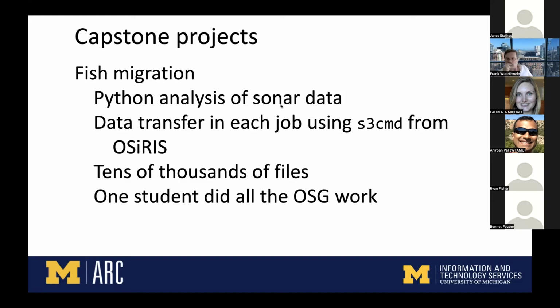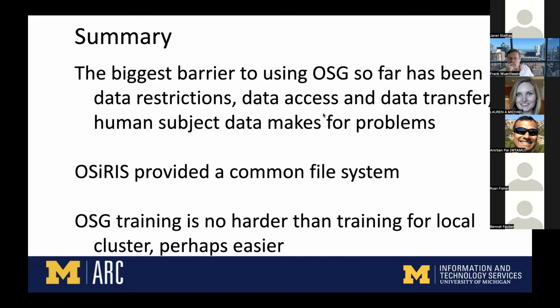There are about 50 or so images per hour, and we broke that up. So there ended up being tens of thousands of files that needed to be converted. Again, the data transfer was the same per job, down with S3 and then back with S3. Unfortunately, only one student was doing the work, though that's less of a reflection on Open Science Grid and more of a reflection on the student in the project. That also worked out quite well.